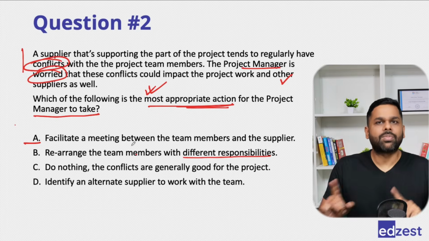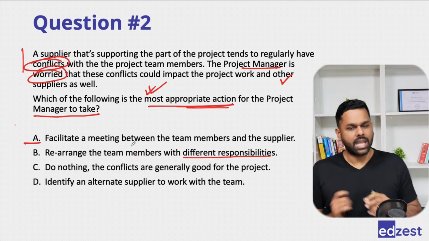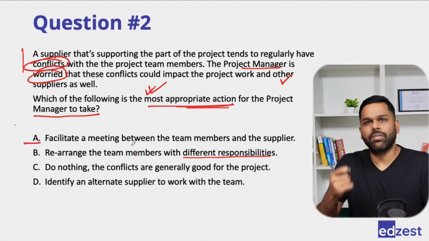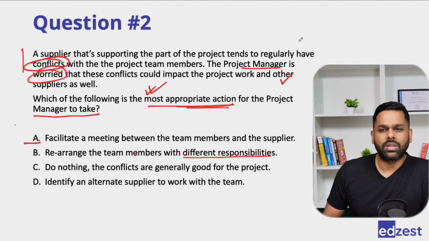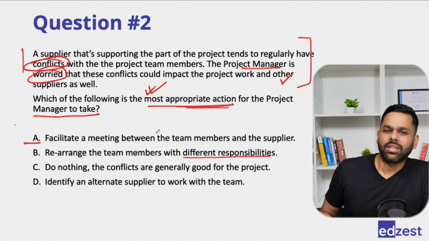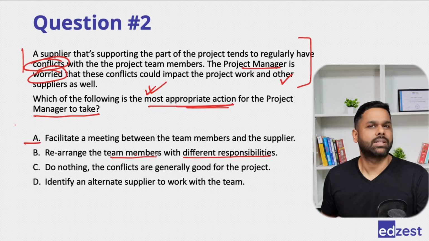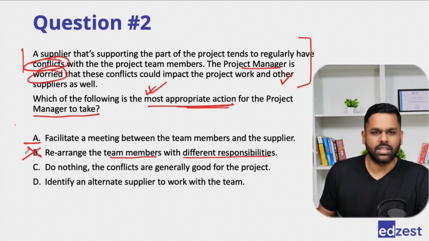Right? Because their responsibilities are not proper, hence we are facing a problem. Now how can we come to that conclusion? We cannot assume. Right? Nothing in the question says that the team members are at fault. Then why would I change something in the team members? Right? So we cannot take this decision. Then we go to C.